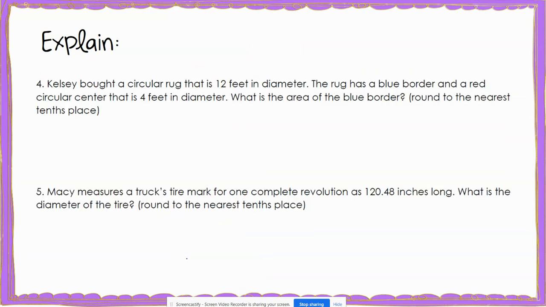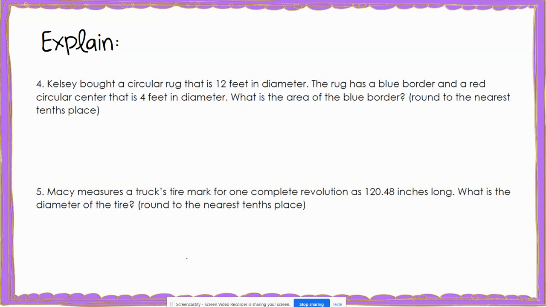Number 4 says Kelsey bought a circular rug that is 12 feet in diameter. The rug has a blue border and a red circular center that is 4 feet in diameter. What is the area of the blue border? Round to the nearest tenths place.